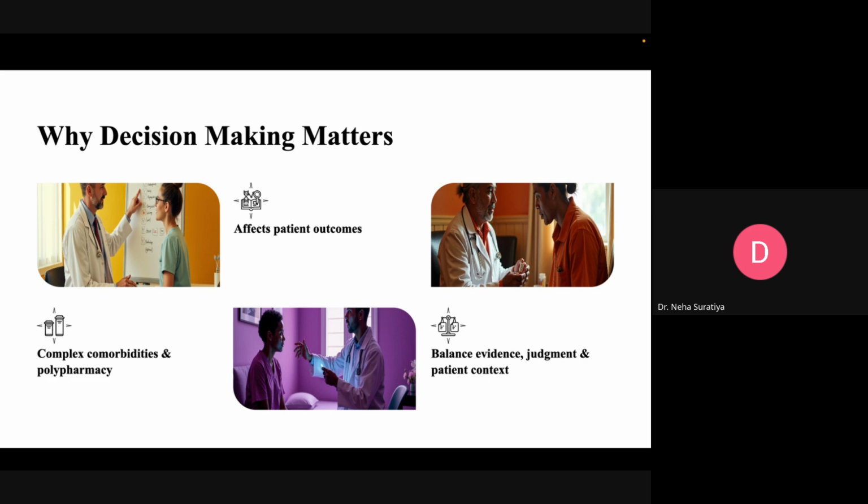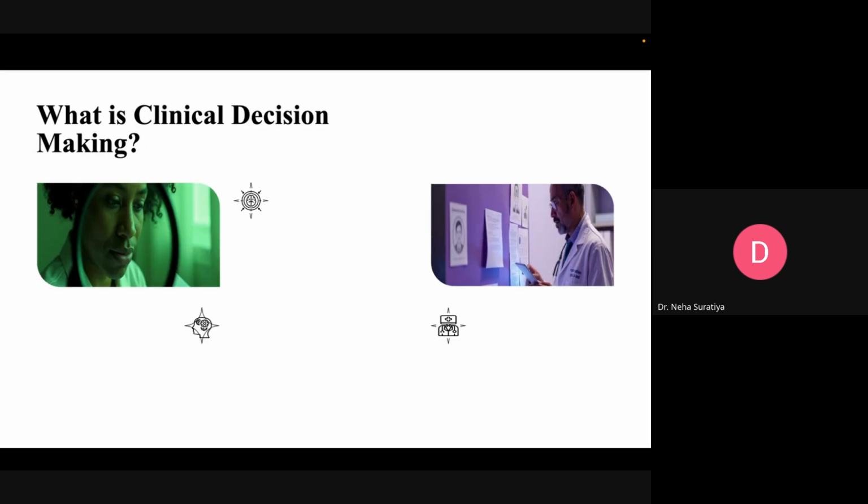It also helps you balance evidence, judgment, and the patient's context. I will explain in a short while why and how balancing evidence, judgment, and patient context makes sense. So as you learn this course, just imagine the whole scenario, and you are the one who is taking the decisions, not as theory. Okay, let's start.